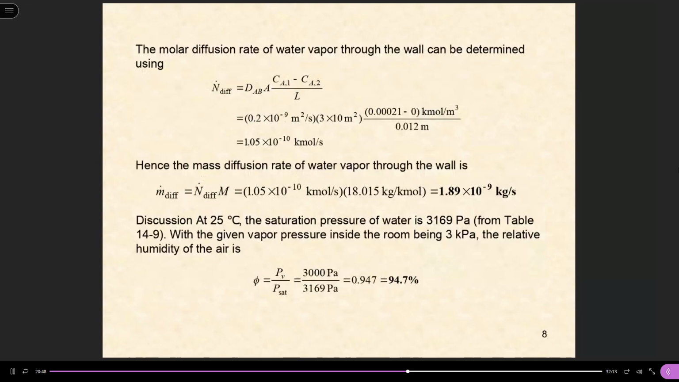Then once you know those values, you can use the diffusion equation and calculate the mole transmission. If you want the mass transmission, you multiply by the molecular weight of water, H2O. You can remember the atomic weight of O is 16 and H2 is 2, so this is basically 18. That's it.